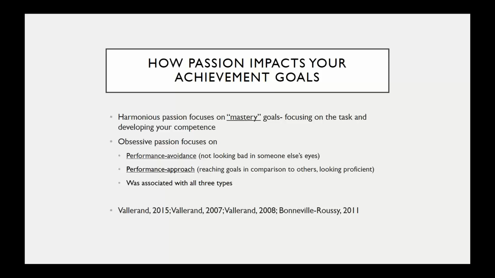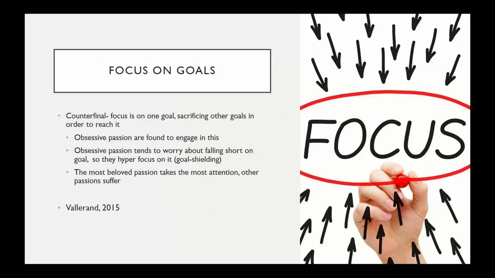Okay, so goals, mastery goals. Mastery goals are like, I'm doing this goal because I'm developing my competence. That's usually attached to harmonious passion. And obsessive passion, the mastery goals can be found in there, but also performance avoidance, or not looking bad in someone's eyes, and also trying to make yourself look better in comparison to someone else, are often ways that people use to approach goals. And so we want to talk to them about that and get them to identify which ways they're trying to approach their goals. Two more slides on goals.